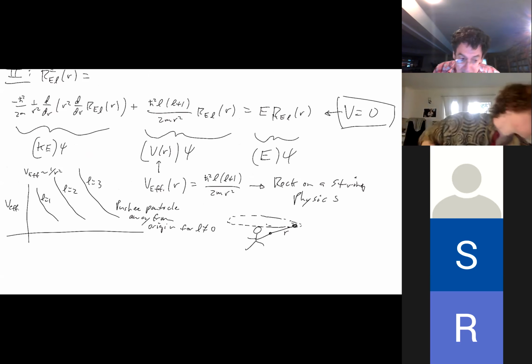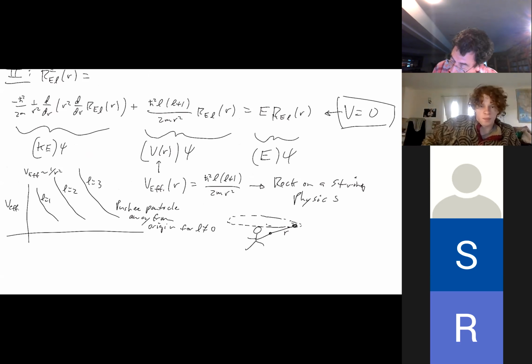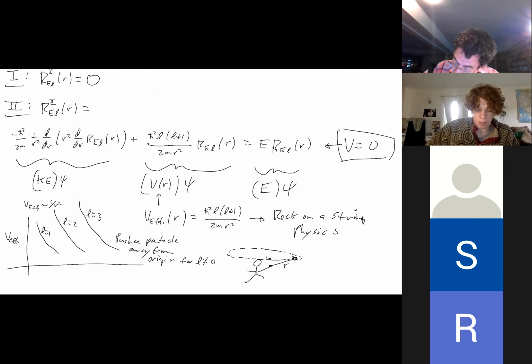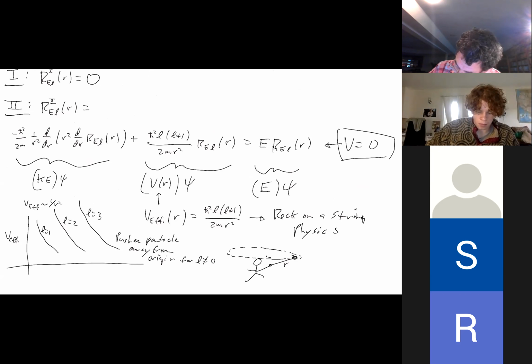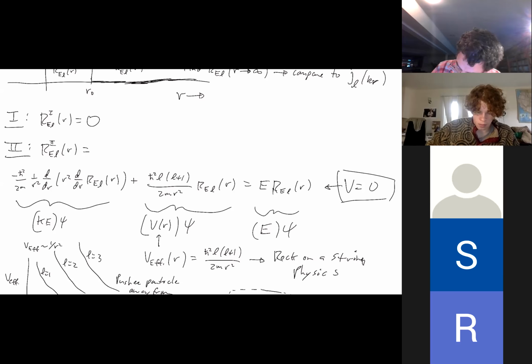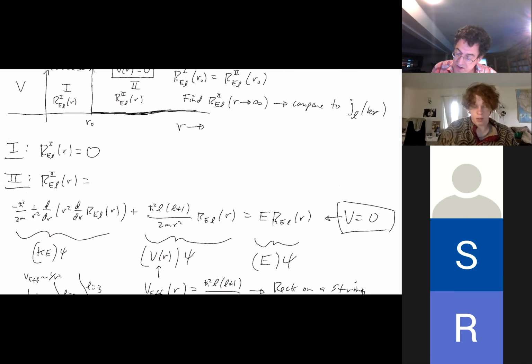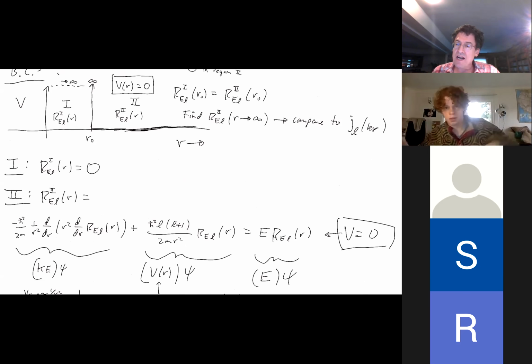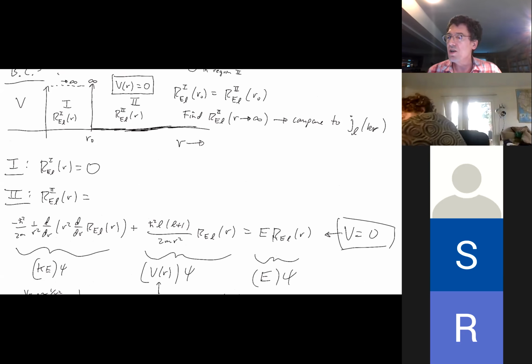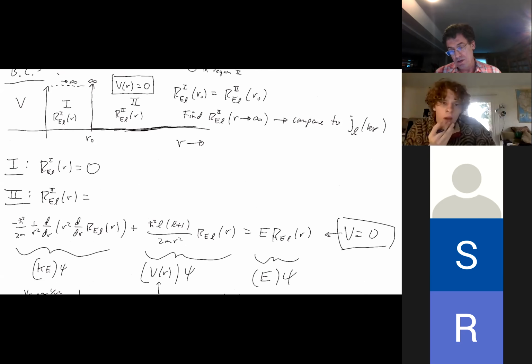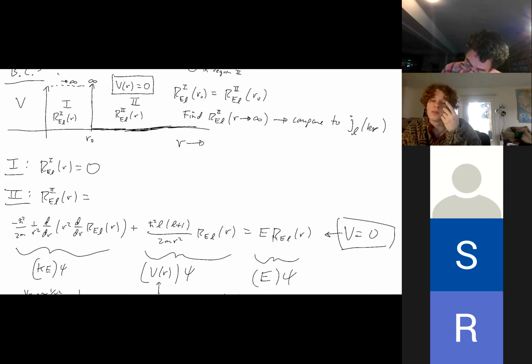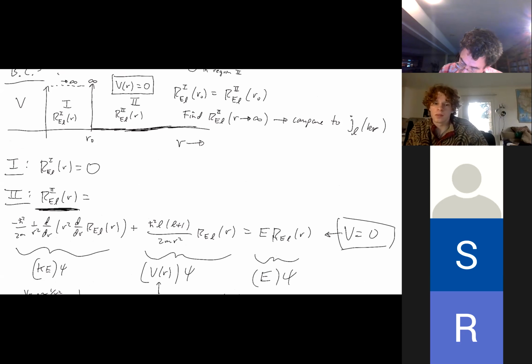So now let's get back to our equation. And now I'm asking you, what is the radial wave function? What is the solution to this equation in region 2? Let me ask you another question. Does region 2 include the origin? Yes or no? No. That's right. So now I'm asking the question, what is the radial wave function in region 2?